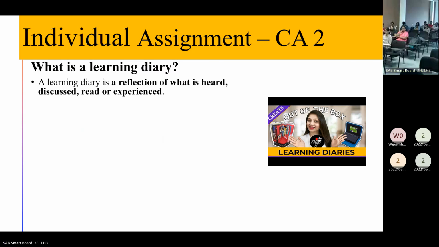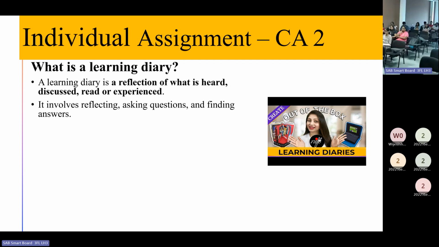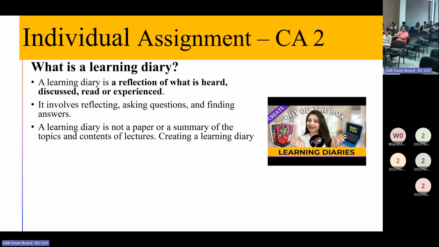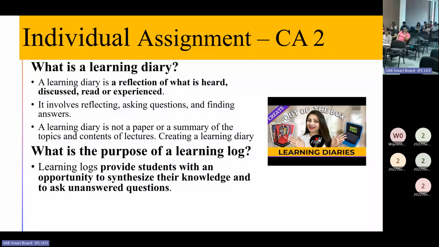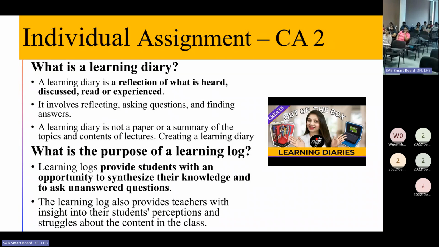What is a learning diary? It is a reflection of what you heard, discussed, read or experienced in class. It involves reflecting, asking questions, and finding answers. The learning diary is not a paper or a summary of the topics or content of the lectures. What is the purpose of the learning blog? Or maybe you can call it a learning blog. It provides students with an opportunity to synthesize their knowledge and to ask unanswered questions. It also provides teachers with insight into student perception and understanding of the content.